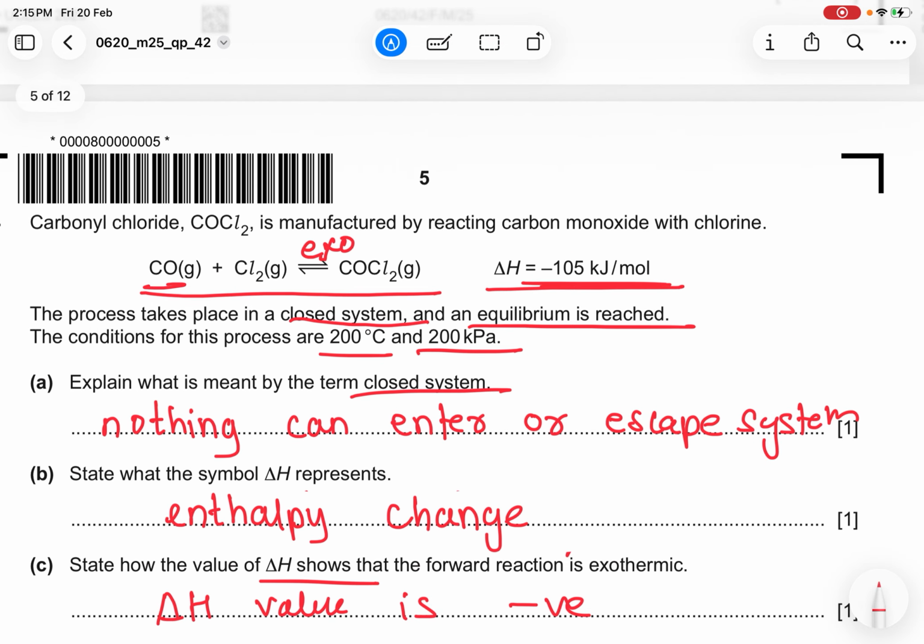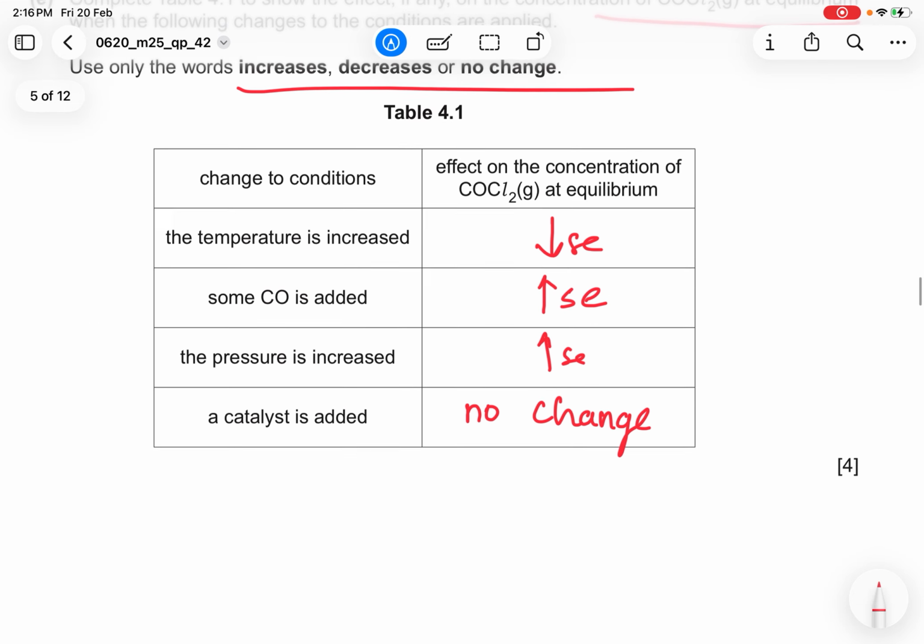For the second one, CO is added. Carbon monoxide is a reactant here. If you increase the concentration of a reactant, the yield of product is going to increase. So we'll write increase here.